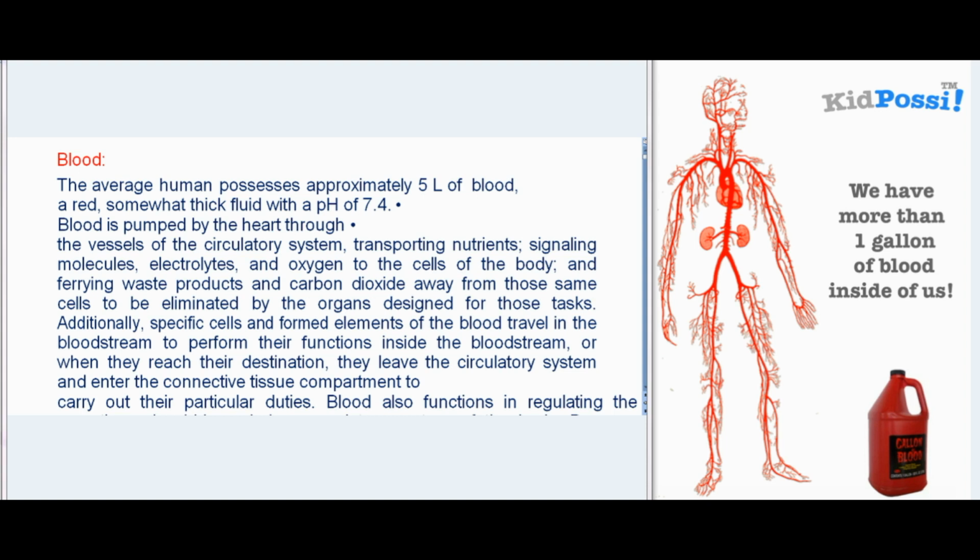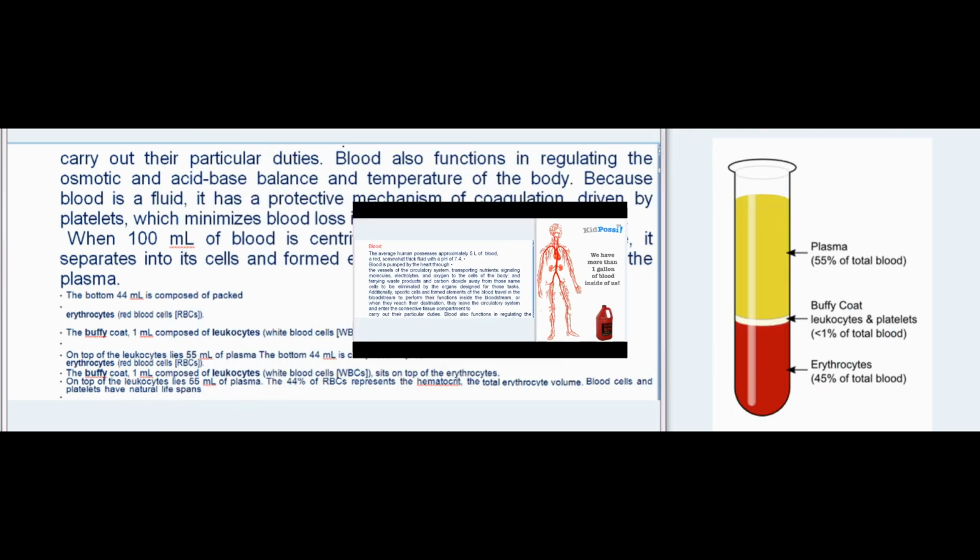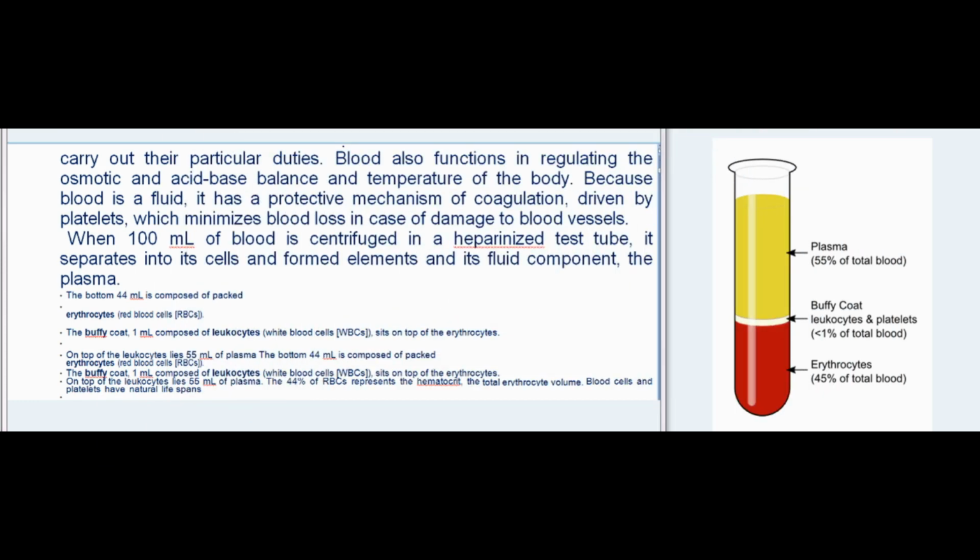Additionally, specific cells and formed elements of the blood travel in the bloodstream to perform their functions inside the bloodstream, or when they reach their destination, they leave the circulatory system and enter the connective tissue compartment to carry out their particular duties. Blood also functions in regulating the osmotic and acid-base balance and temperature of the body. Because blood is a fluid, it has a protective mechanism of coagulation, driven by platelets, which minimizes blood loss in case of damage to blood vessels.